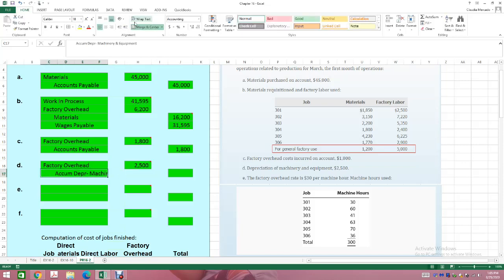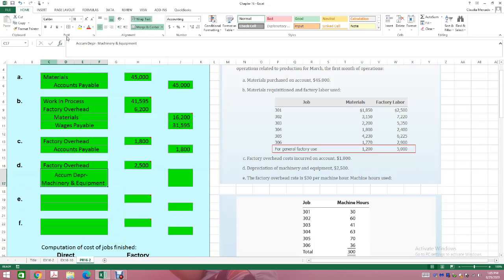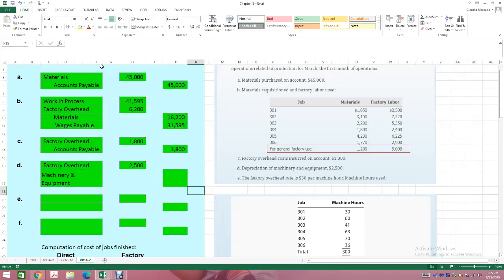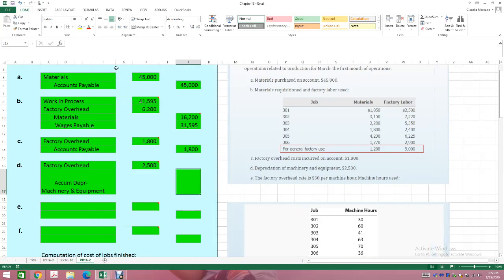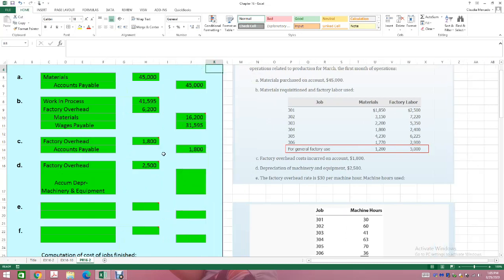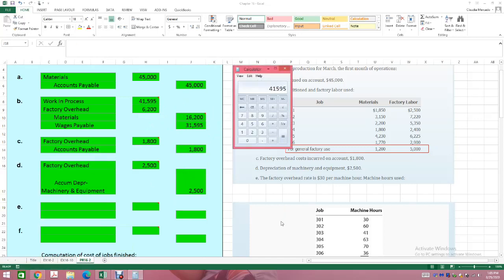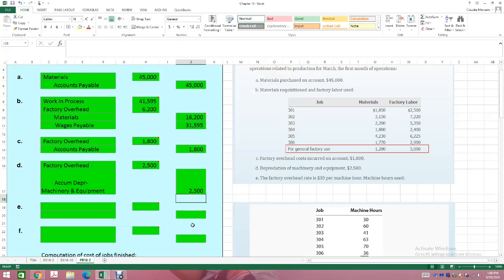Okay, there we go. So we have accumulated depreciation for the machinery and equipment is $2,500. Let me see if I can just make this a little bit bigger. There we go. $2,500. Okay. Remember, when you're doing your entries, debits must always equal credits. So like here where you have multiple transactions, always make sure that your debits, which is $41,595 plus $6,200, that's $47,795, equals your credits, which it does. Okay. Always make sure debits must always equal credits.